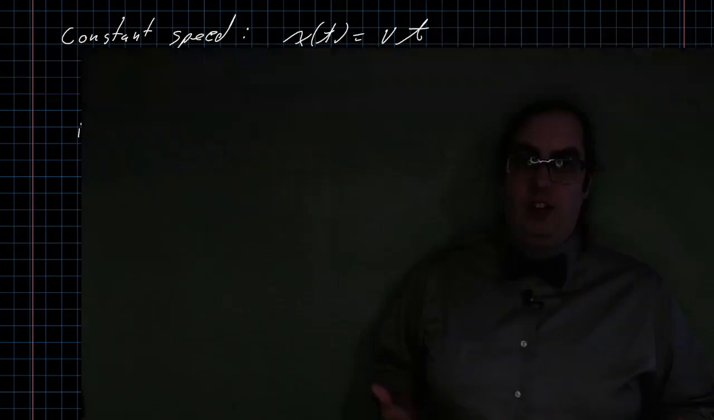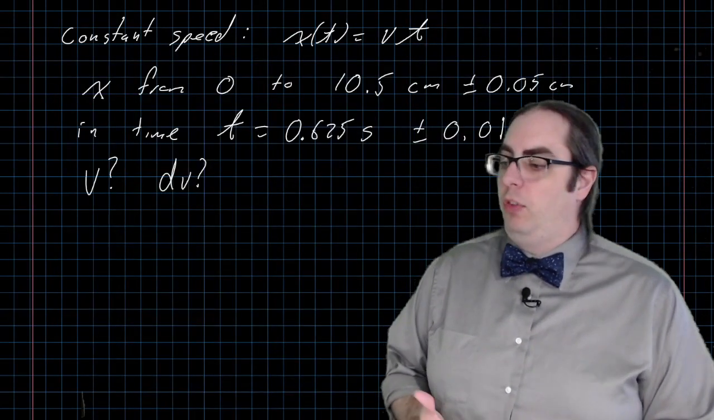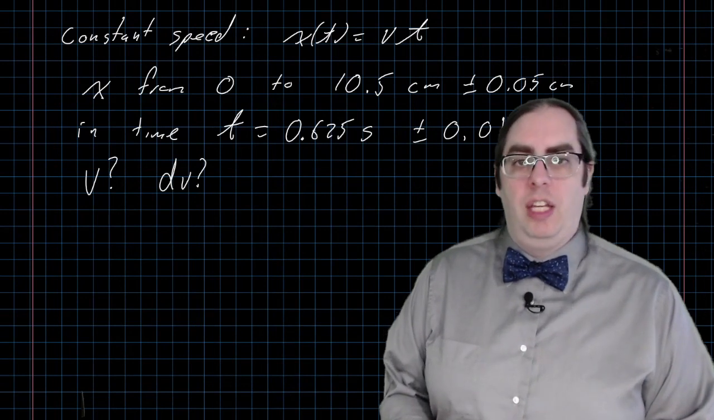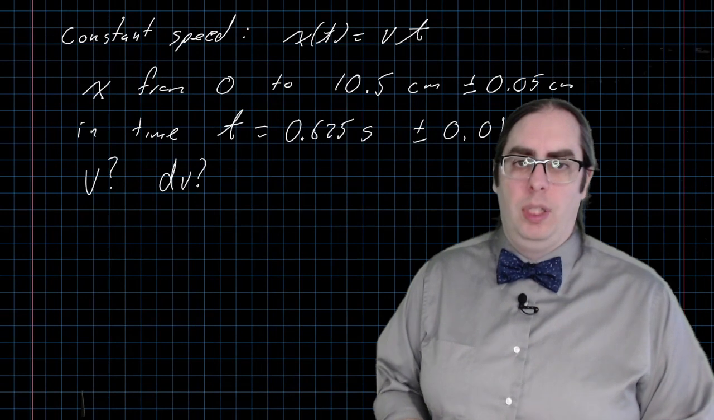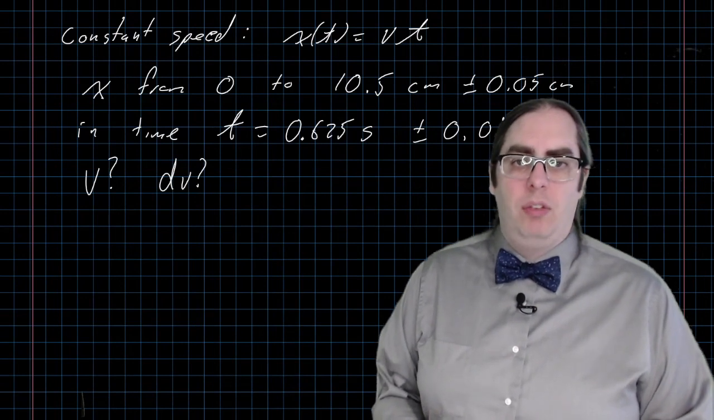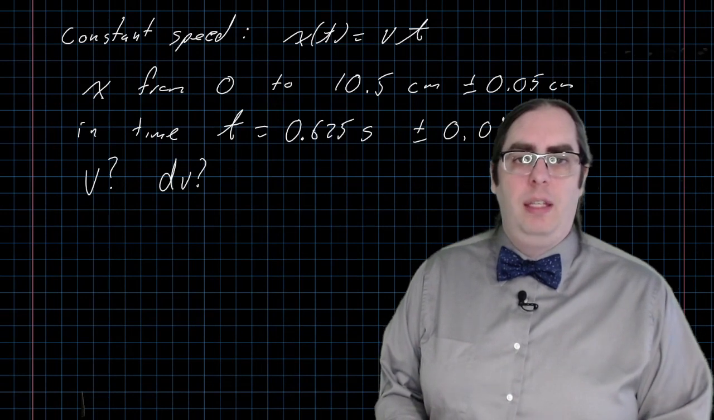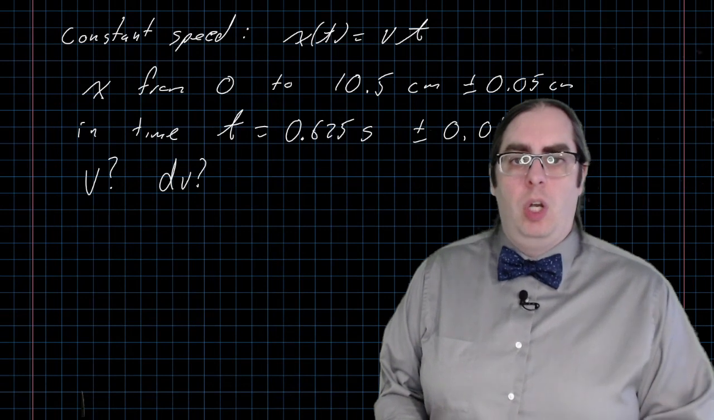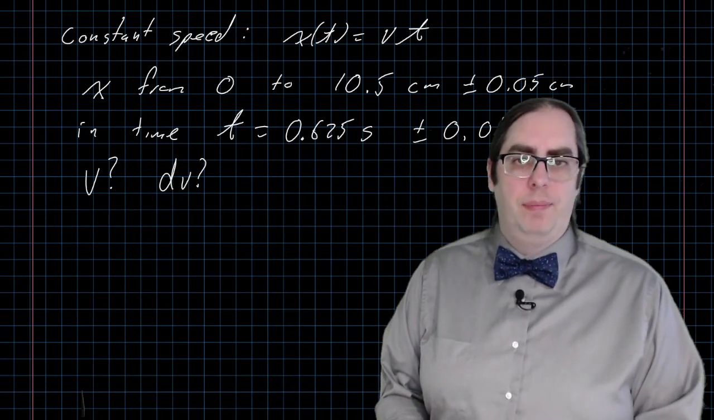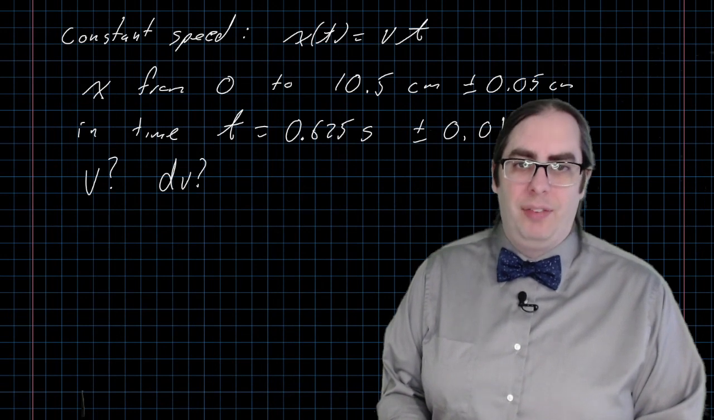And so using the same ideas that we talked about with the box, I would like you to figure out, first of all, what is the velocity of this object? And second of all, more importantly, what is the tolerance? What is the possible error on that velocity? All right, take a couple of minutes, see what you can do with that, and I'll see you in the next video.